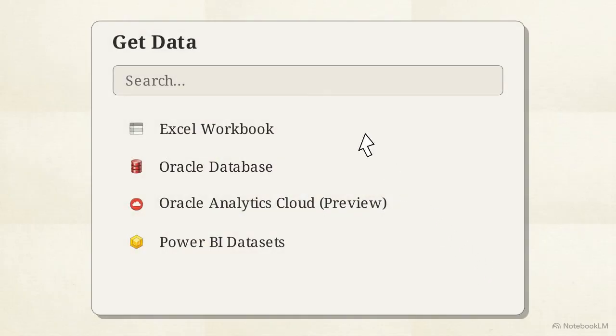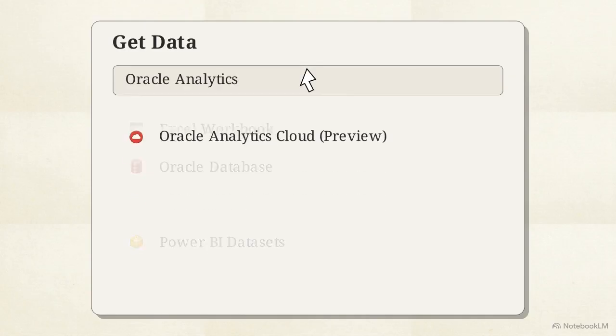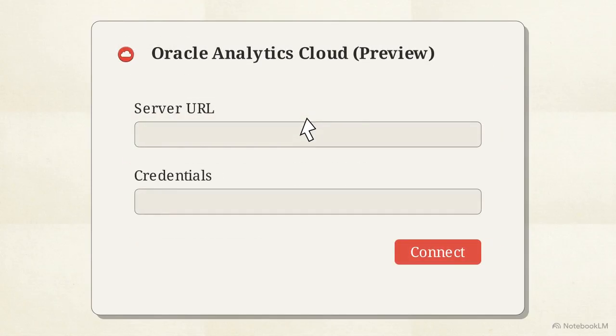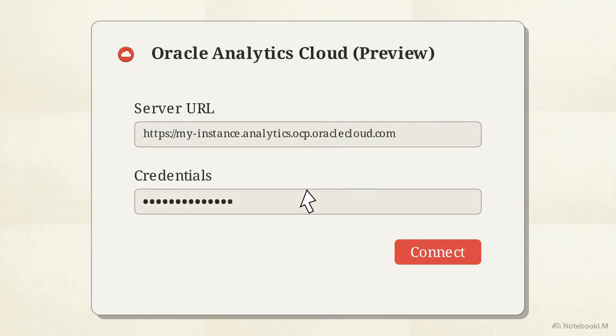Open the Get Data menu and use the search bar. Typing Oracle Analytics filters the list to our Preview connector. Select it to open the prompt. Paste your Oracle Analytics Cloud URL into the server field, then enter your credentials to authenticate.